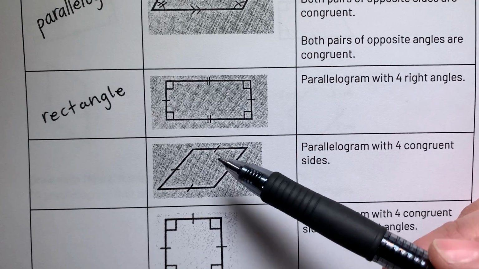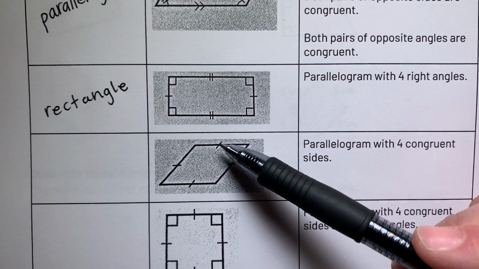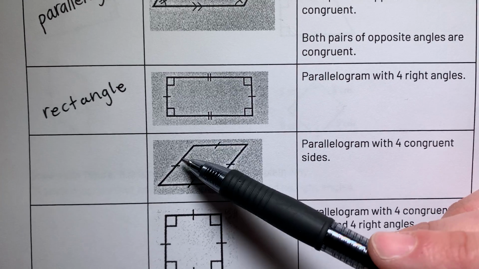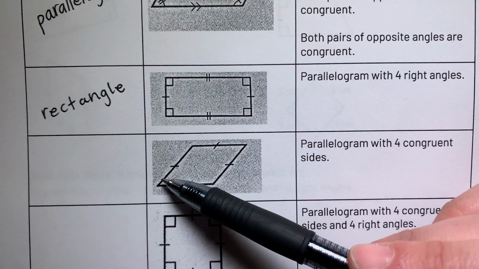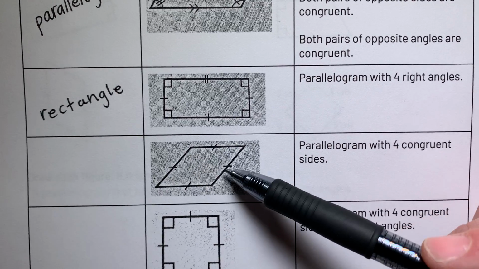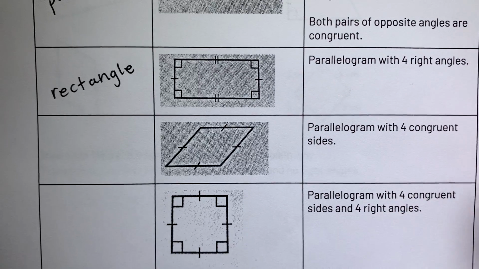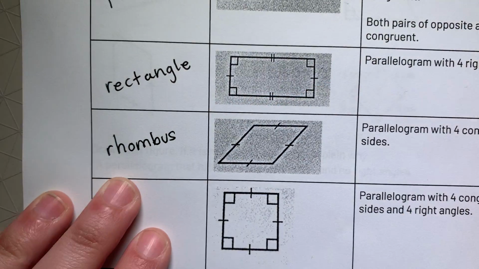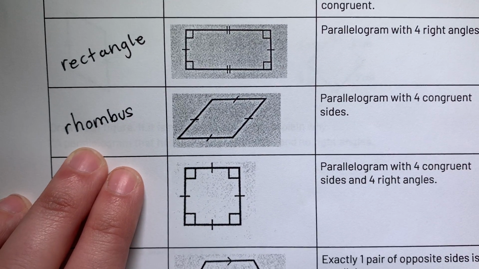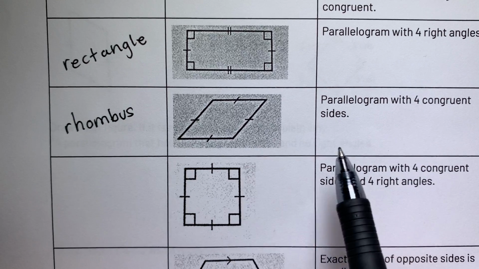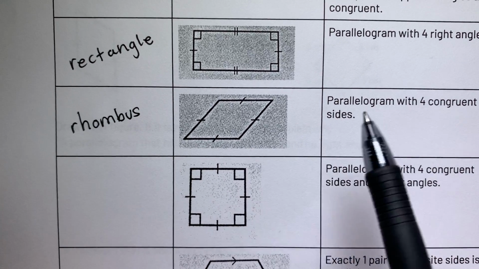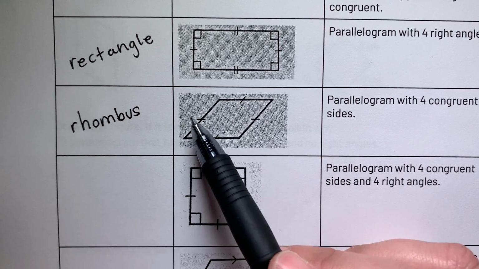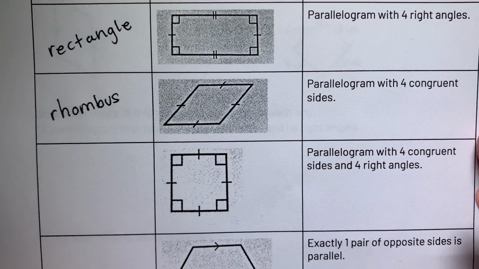Okay, so we've got a parallelogram here. Its opposite sides are parallel, okay? And its opposite sides are congruent. Now, it doesn't say anything about the angles, but if you look carefully, these 2 angles are the same, and these 2 angles are the same. This right here is called a rhombus. It's spelled like rhombus. A rhombus is a really special type of parallelogram that has 4 congruent sides. It doesn't matter about the angles.